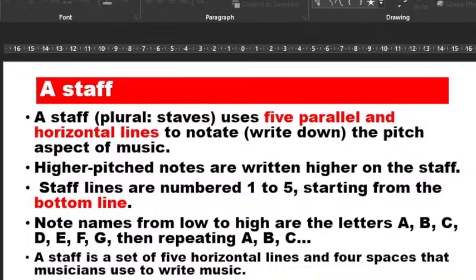So they are very important. Very important to note that a staff is a set of 5 horizontal lines and 4 spaces, as I've said. So what do musicians use it for? To write their music. So it is a very, very important part of music.